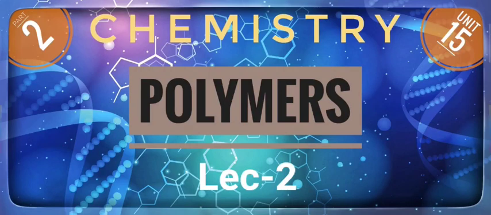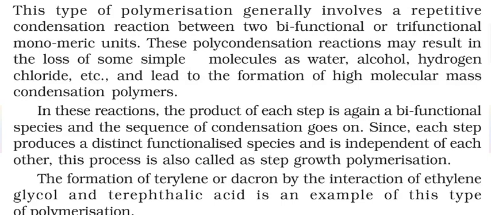It is condensation reaction. So in condensation or step growth polymerization reaction, generally this type of reaction will take place between bifunctional or trifunctional monomeric units. That means it contains more than one type of functional groups, and we will see this type of example in this topic. So during this polycondensation reaction, it may release some simpler molecules like water, alcohol, hydrogen chloride, etc.